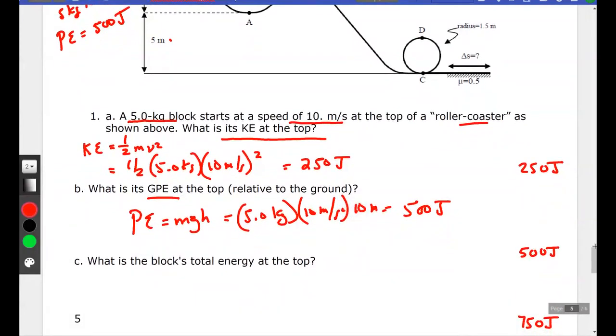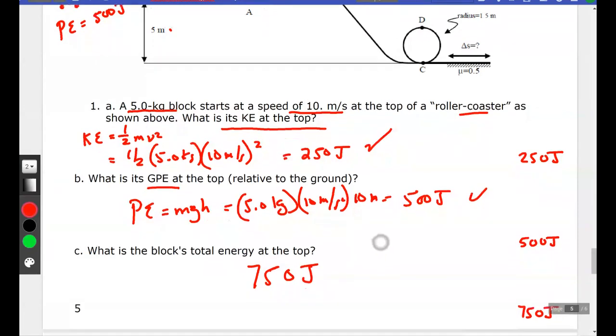Well, that's simple. It has only two energies. It has kinetic, it has potential. 750 joules is its total energy. None of this is the new stuff, because there's no mention of any work done.